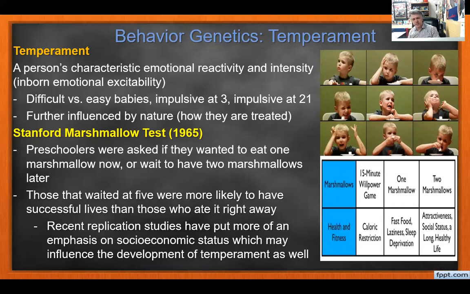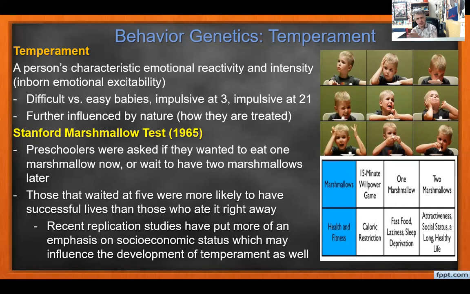Stanford marshmallow test in 1965, very interesting study that they did. They took preschoolers, they asked them if they wanted to eat a marshmallow. Here's a marshmallow, put them in front, 4-year-old kid, 5-year-old kid, here's a marshmallow. You want to eat it now? Or if you wait till I come back, you get a second marshmallow. So you can have your marshmallow right now, or you wait, and when I come back, another marshmallow. And about half the kids waited, some of them very torturous right here. And about half the kids ate the marshmallow right away.